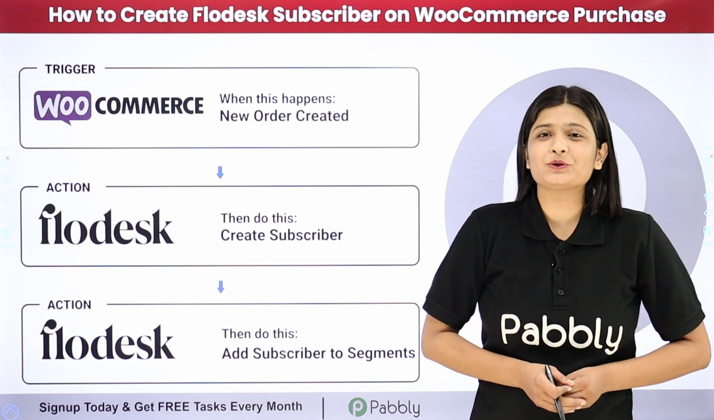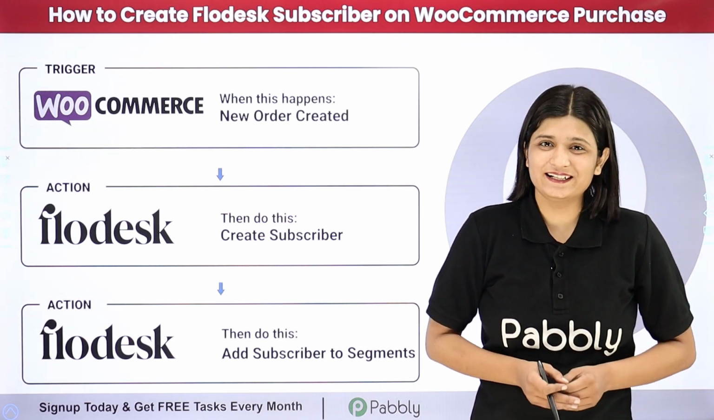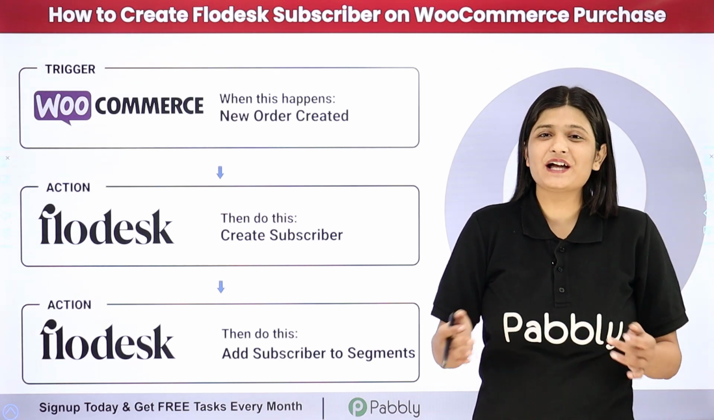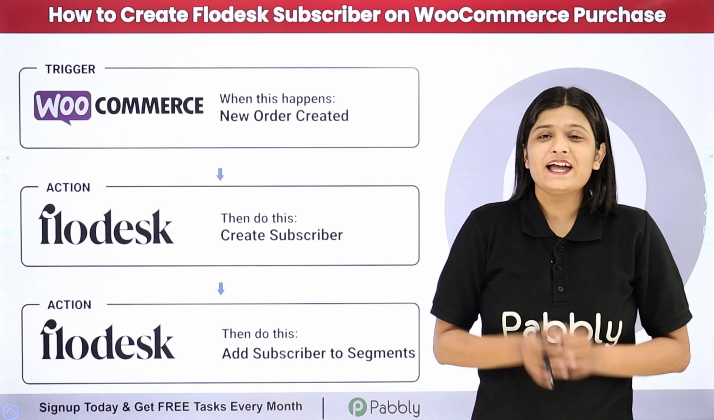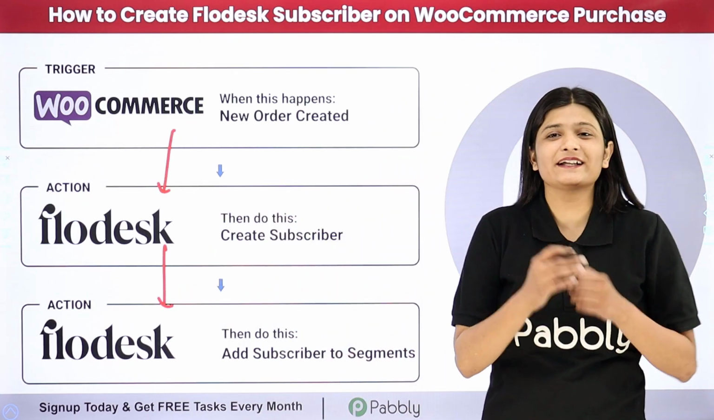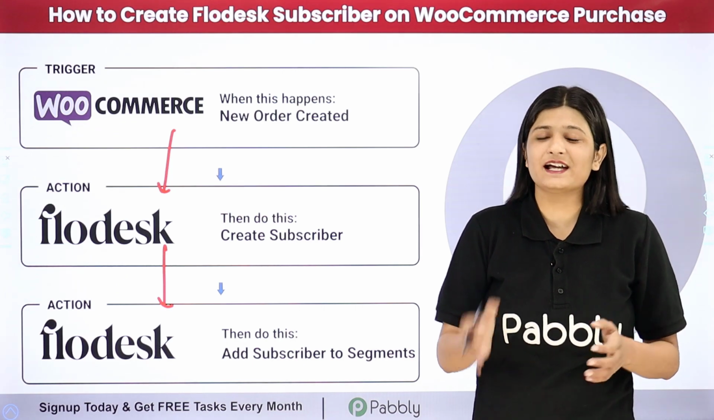As I completely want to automate this process, I am going to use Pabbly Connect. So Pabbly Connect is an amazing automation and integration software which requires no coding or programming skills. Here I just need to build a connection between WooCommerce and Flodesk. Pabbly Connect runs on two principles, which are trigger and action.